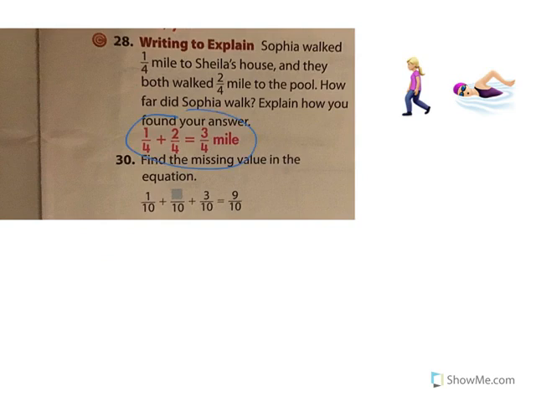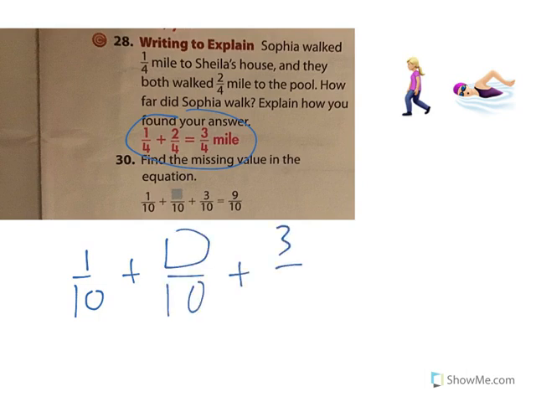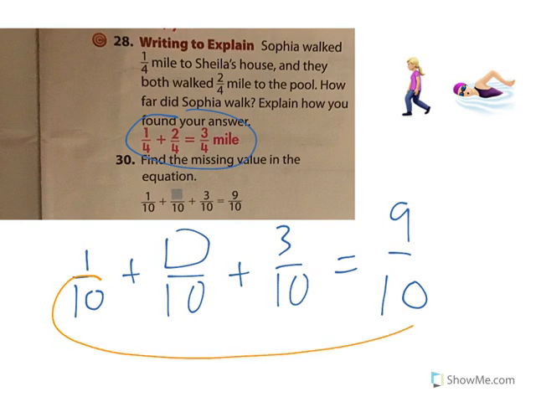So our next problem, number 30, we have 1/10 plus blank over 10 plus 3 over 10 equals 9 over 10. Now we see that we have all common denominators of 10, so we know we can add the fractions. So we have 1 plus blank plus 3 equals 9. In order to make this simpler, I'm going to break it down. So 1 plus 3 would give us 4/10. So 4/10 plus blank over 10 equals 9 over 10.